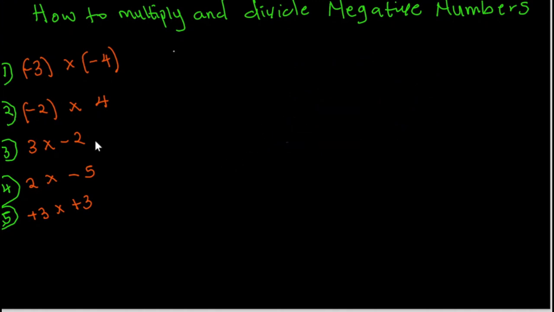So for number one says minus 3 times minus 4. So we can see two negative signs, minus 3, minus 4. So when negative multiply negative is positive, right? And 3 times 4 is 12. So the answer is plus 12 or 12.